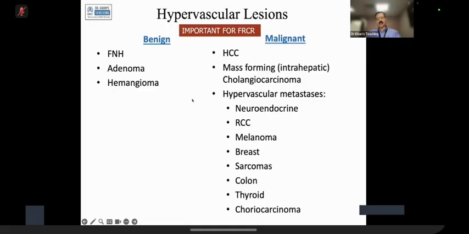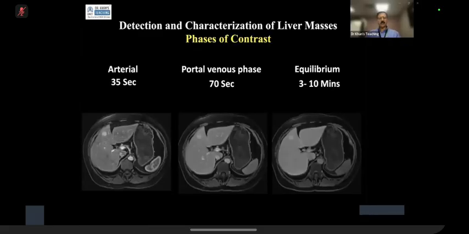Please remember that one of the key concepts is washout. On MR, there is an early phase, which is arterial. It is slightly delayed compared to a classical CT angiogram phase, and that is why you might see a bit of portal vein also. But look at the kidney and you will see that the cortex and medulla will be different. Arterial phase, then venous phase at 70 seconds, and equilibrium phase at 3 to 10 minutes.